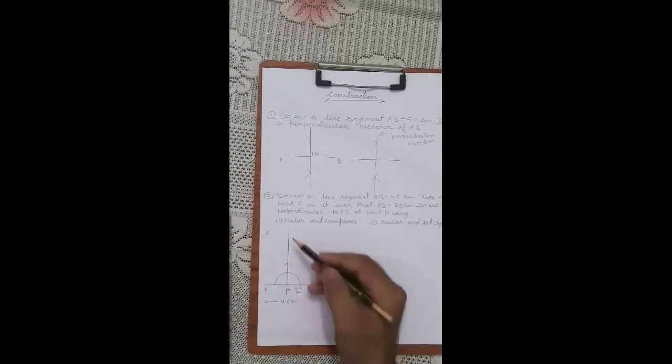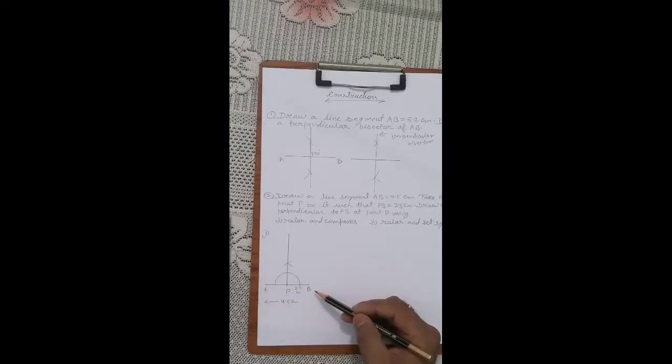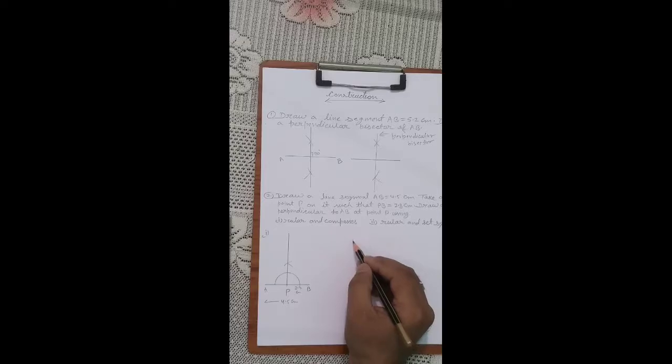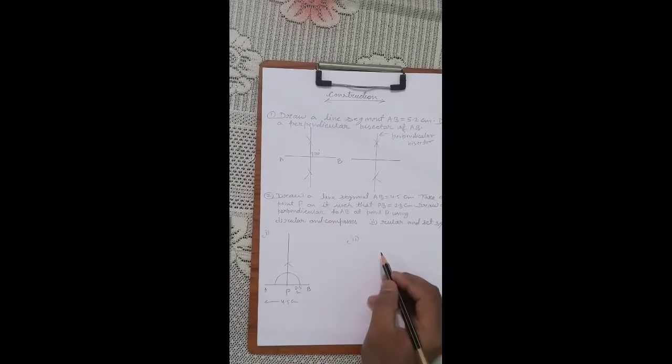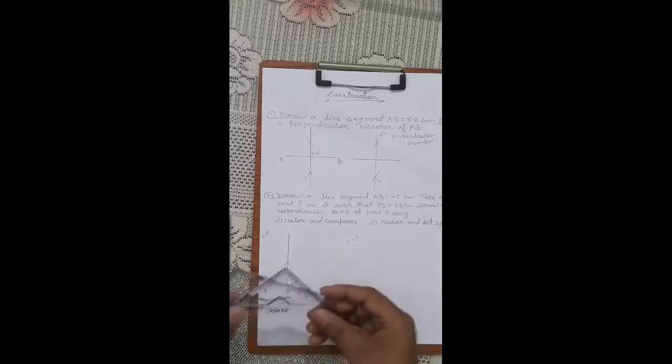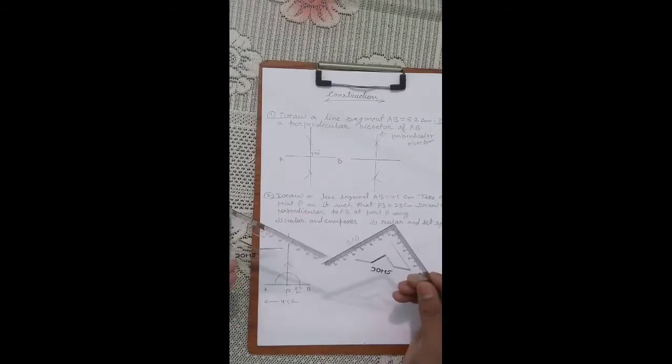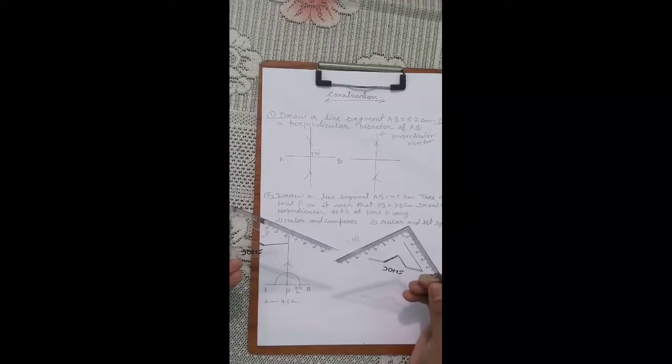See this one. This line is perpendicular to AB. Understood? Now second part, using ruler and set square. So children, what is the set square? I am showing you. In your geometrical box, there are two triangle shapes. This is called the set square.